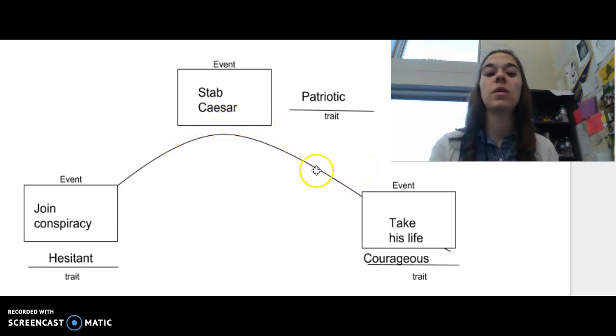And then when we think about the end, other things progress for Brutus, chaos ensues in Rome, and then he decides to take his own life. In that moment, it took me a while to think of this one, but I said he was courageous, because I think at the end, he's doing what he knows is best for Rome at that point, just like he did when he stabbed Caesar, just like when he joined the conspiracy, but it's turned from that hesitancy to courageous, okay?